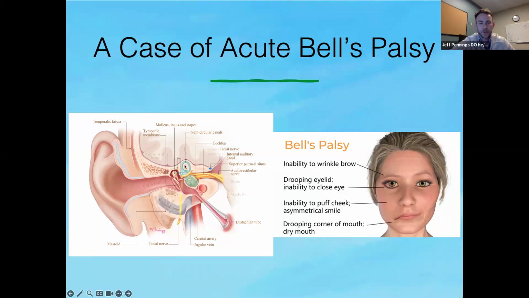All the other cranial nerves were intact. There were no other neurologic findings for the patient. And the patient reported to the provider that they had recovered from a head cold a couple days before.